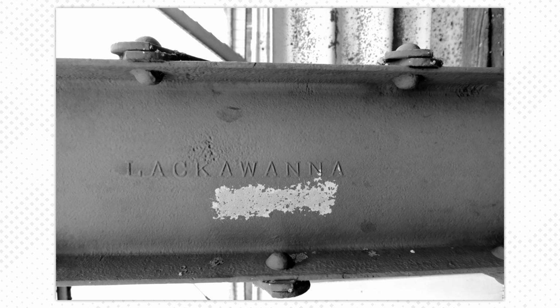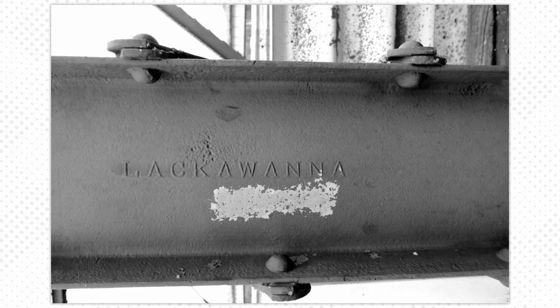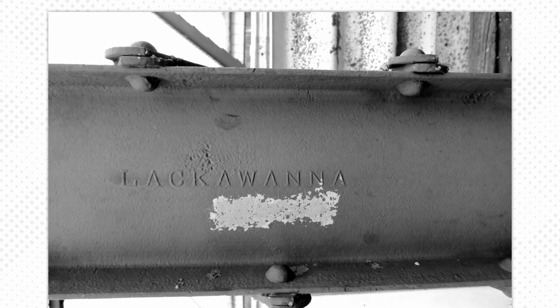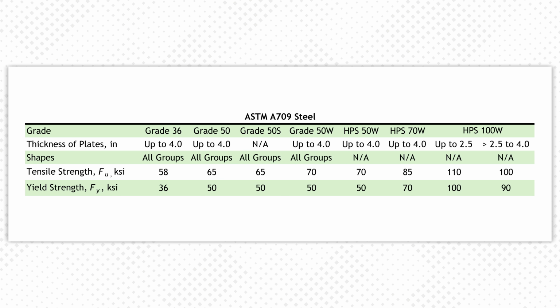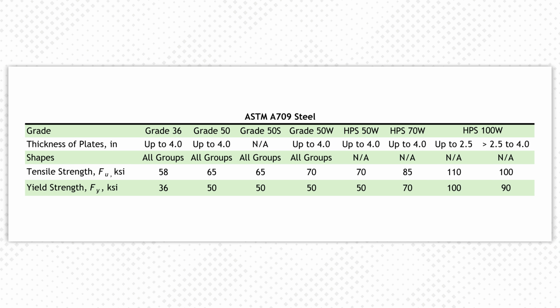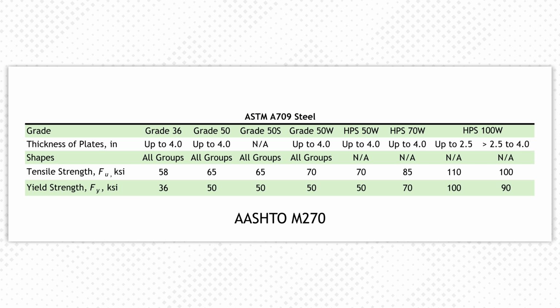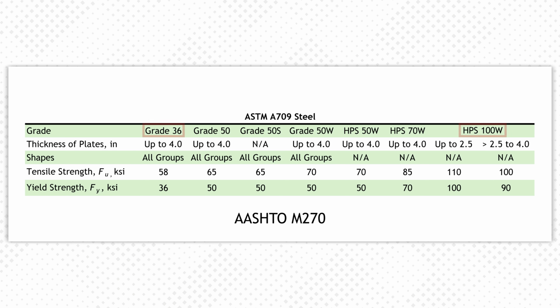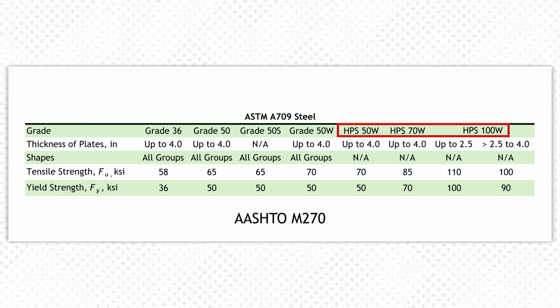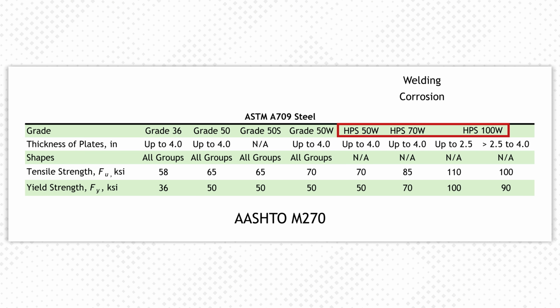The original Van Buren Bridge was built of ASTM A7 steel, which was extensively used during this era. It has an ultimate strength of 55 KSI and specified yield strength of half that. New bridge steels today follow the requirements of ASTM A709, also known as AASHTO M270. This comes in various grades with yield strengths ranging from 36 to 100 KSI. AASHTO currently recommends using high-performance steels abbreviated as HPS. These are weathering steels with improved welding, corrosion, and fracture toughness characteristics.